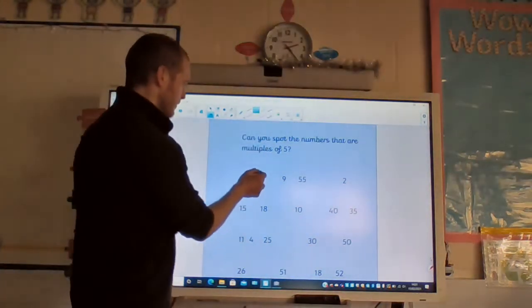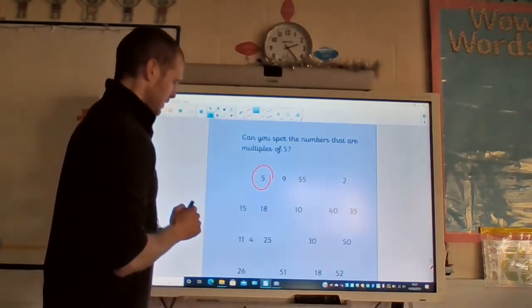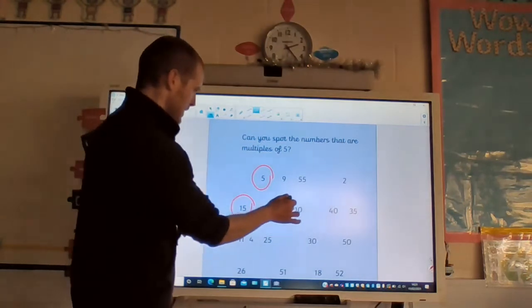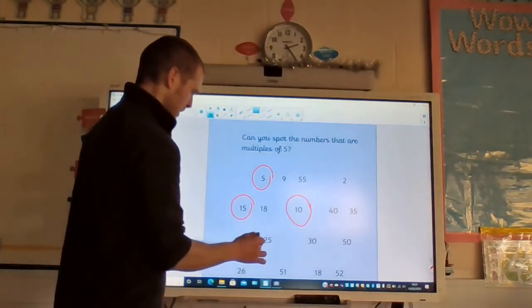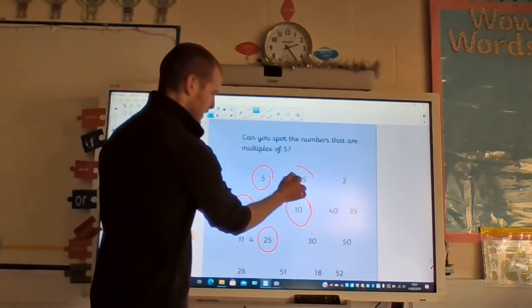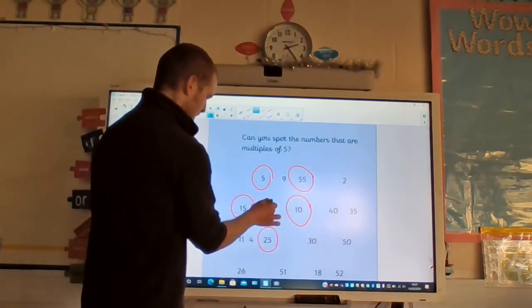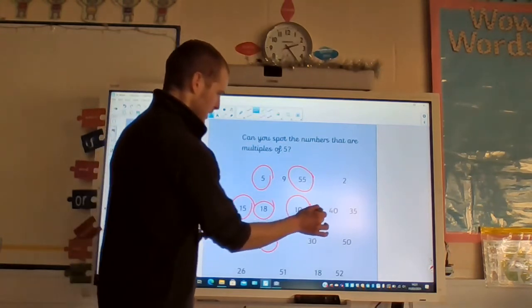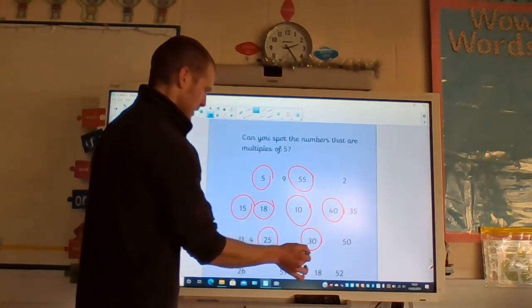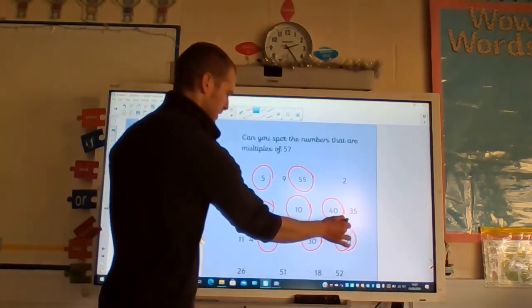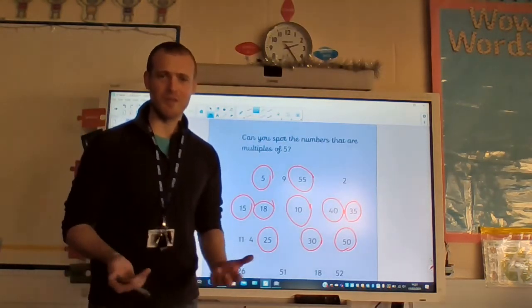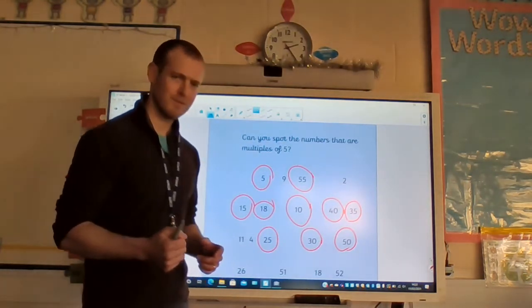Nice and easy. 5. 15. 10. 25, 55, 18, 40, 30, 50, and 35. That looks like all of the numbers in the 5 times table, doesn't it?